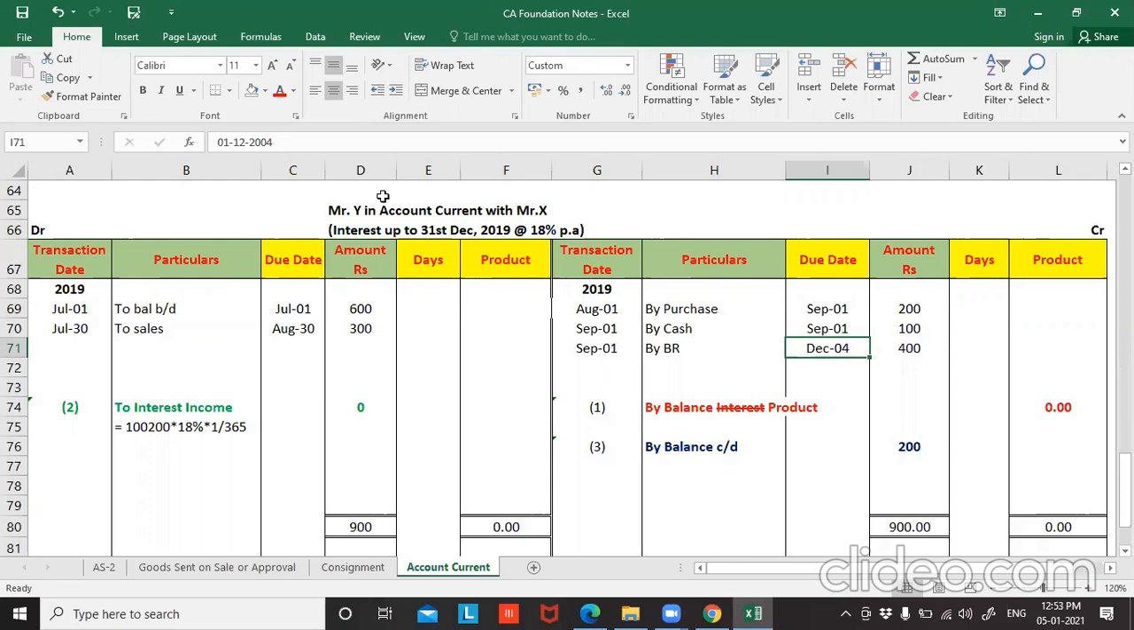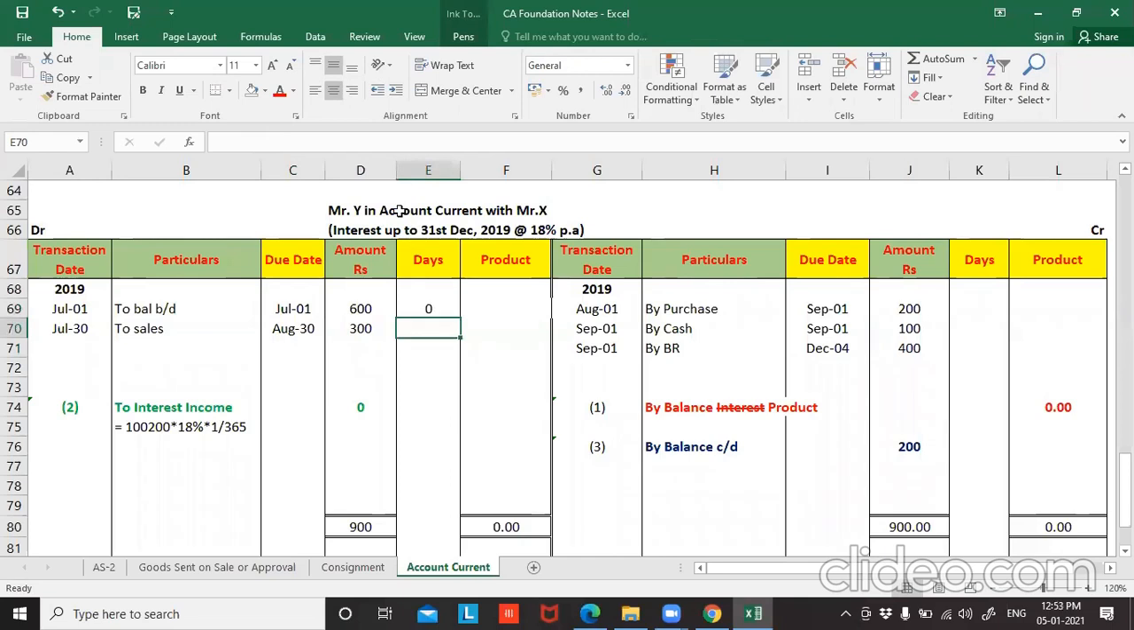Yes, sir. Done. Now, normally, what do we do? Normally, we calculate days. In the forward method, how do we calculate? We take the difference. We calculate the number of days from July 1 to 31st December. But here, you will not do that. What is the first transaction here? The first transaction I can see is the balance brought down. This particular transaction's due date will be taken as base. So due date to base, July 1 to July 1, it is 0 days.